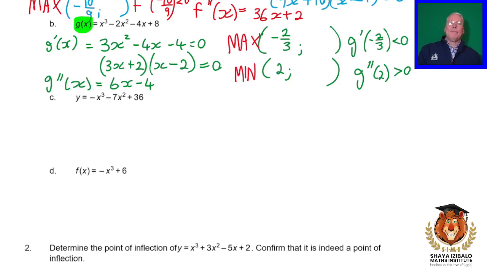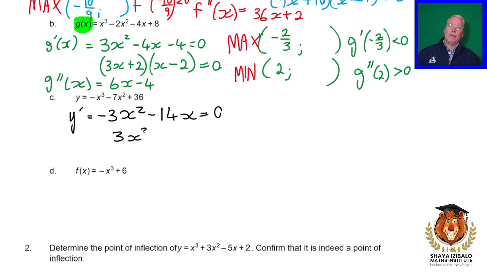Okay, right. Now let's look at number C. Once again, we're going to work out the first derivative, y dash, negative 3x squared minus 14x. We want that to be 0. So don't divide by the variable. We never divide by a variable. Let's divide everything through by negative 1. So we're going to get 3x squared minus 14x equals 0. And so now we can factor out an x. 3x minus 14 equals 0.